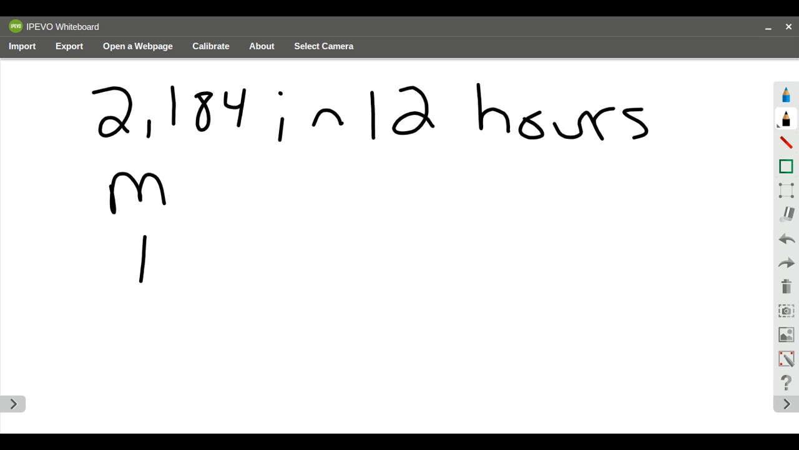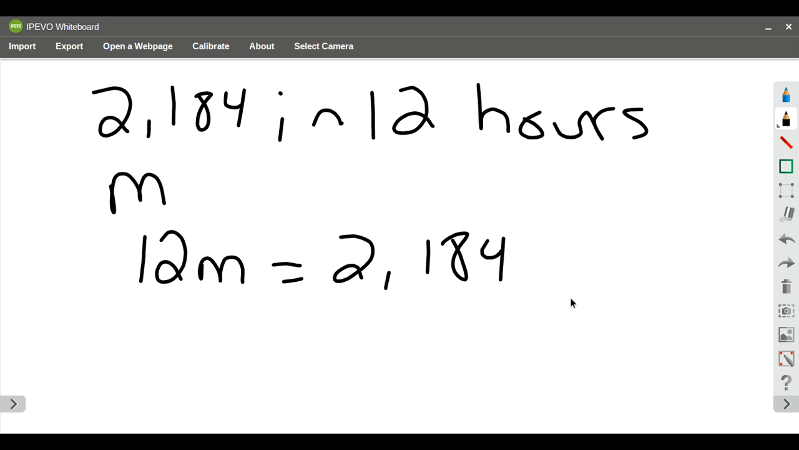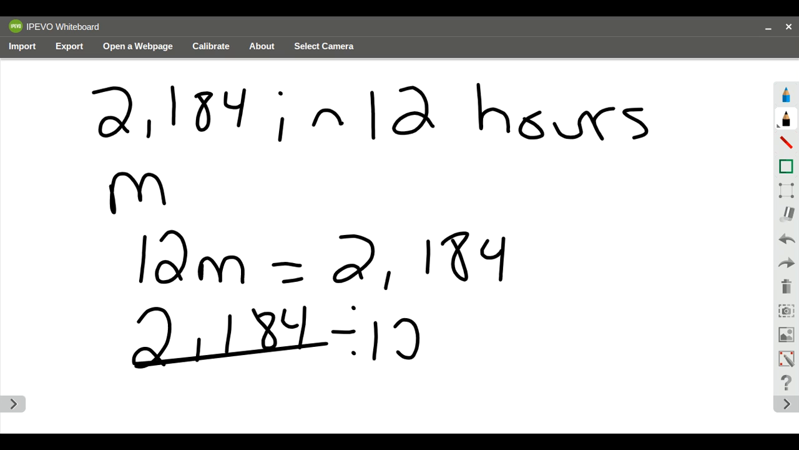The first way that I could write this is as a multiplication equation, where 12m equals 2,184, because to solve this, I'm going to need to do my division equation. The other way is to write it as a division equation, where 2,184 divided by 12 is equal to m. Both equations would work in this situation, although I prefer the multiplication equation because that's where we've been working, where we have the total on one side and the variable with the coefficient on the other side.